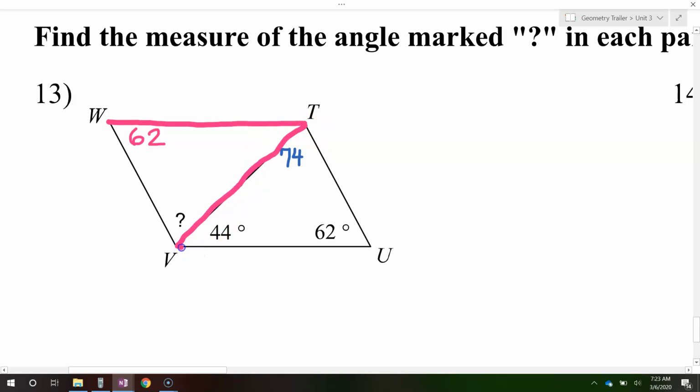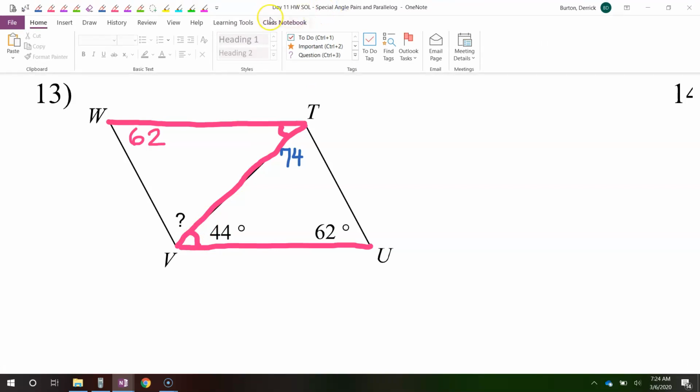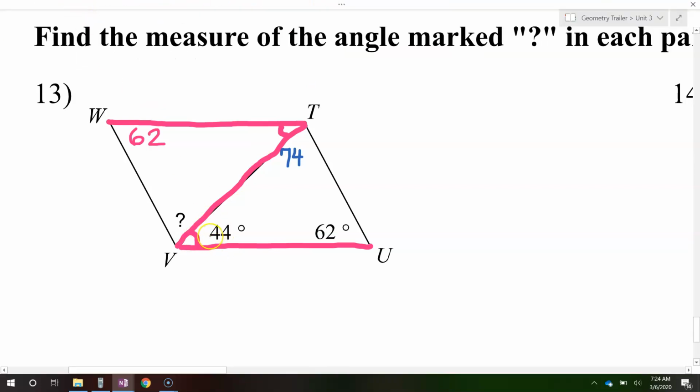And it doesn't matter. Sometimes the Z will be backwards and it still works. But here's my Z. The corners of the Z are alternate interior angles. And since this is a parallelogram, the alternate interior angles should be congruent. So that means if this angle in one corner is 44, that means the other corner will also be 44. So that tells me that that angle is going to be 44 right there.